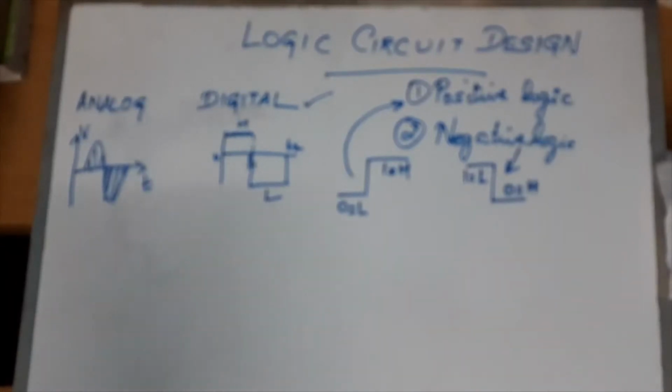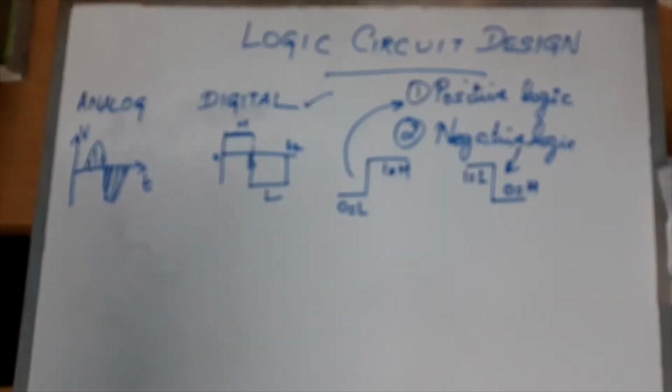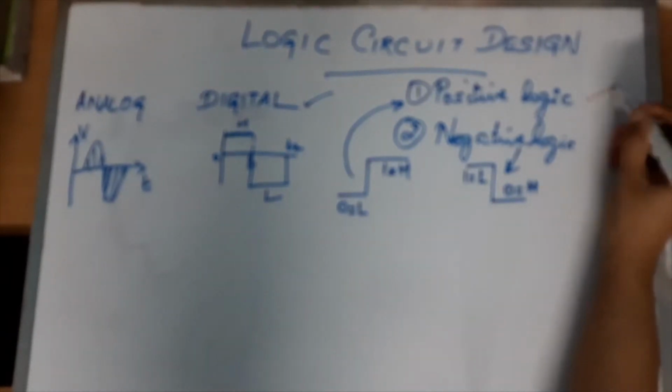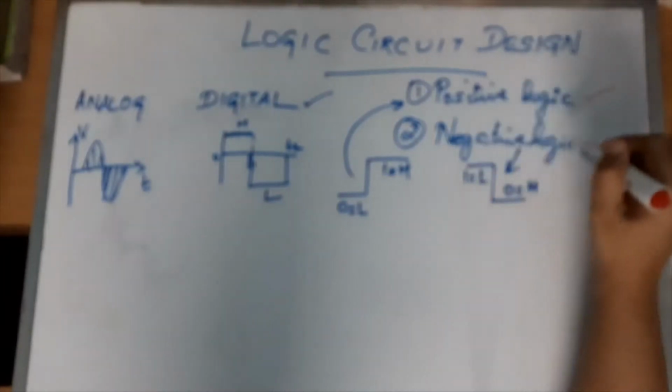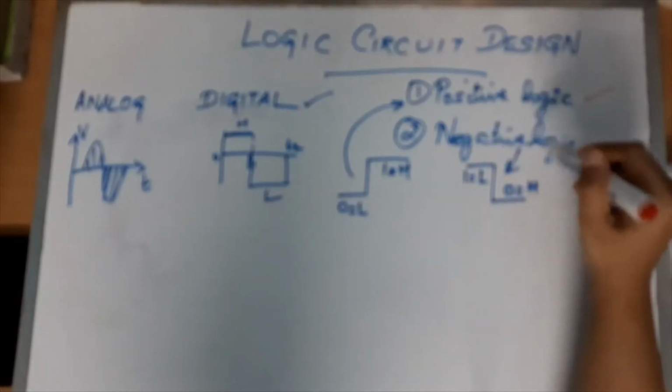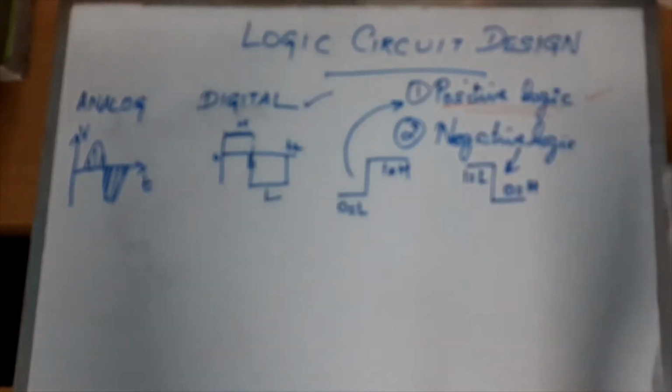That is normally what we say, that 0 is less and 1 is greater. That is the positive logic. And the reverse case, that is 1 is low and 0 is high, that is the negative logic. So normally in digital circuits, we will be dealing with positive logic circuits. Negative logic circuits are there, but you won't be dealing much with them. Mostly we will be dealing only with the positive logic circuits.